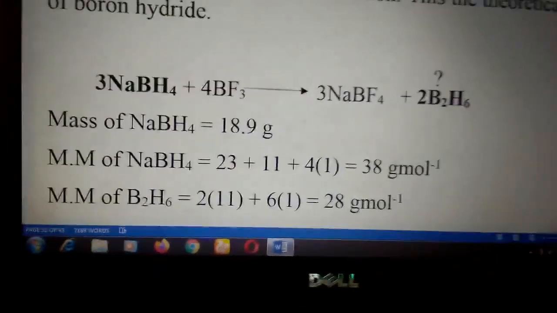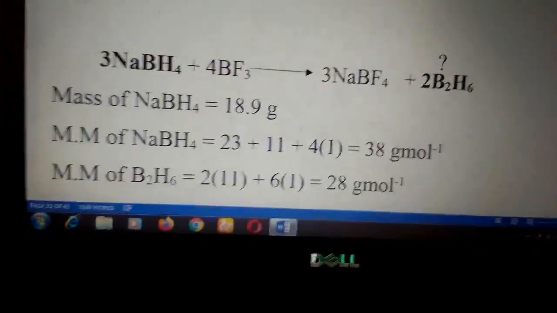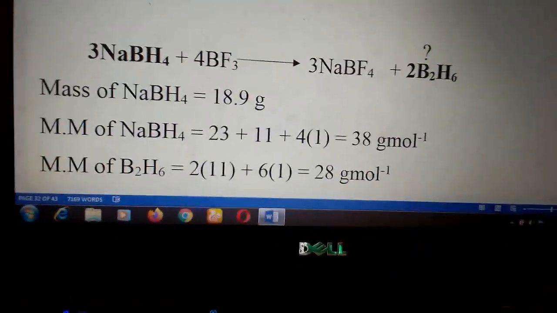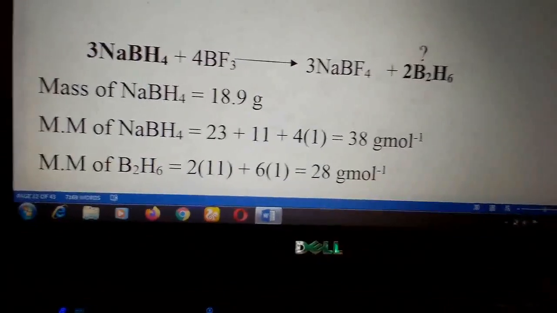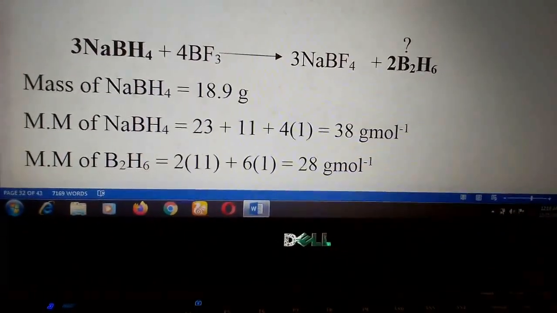So we'll now start our work. The mass of sodium boron tetrahydride is 18.9 grams. We'll find the molar mass of sodium boron tetrahydride, which is 23. The atomic mass of sodium is 23. Boron is 11.